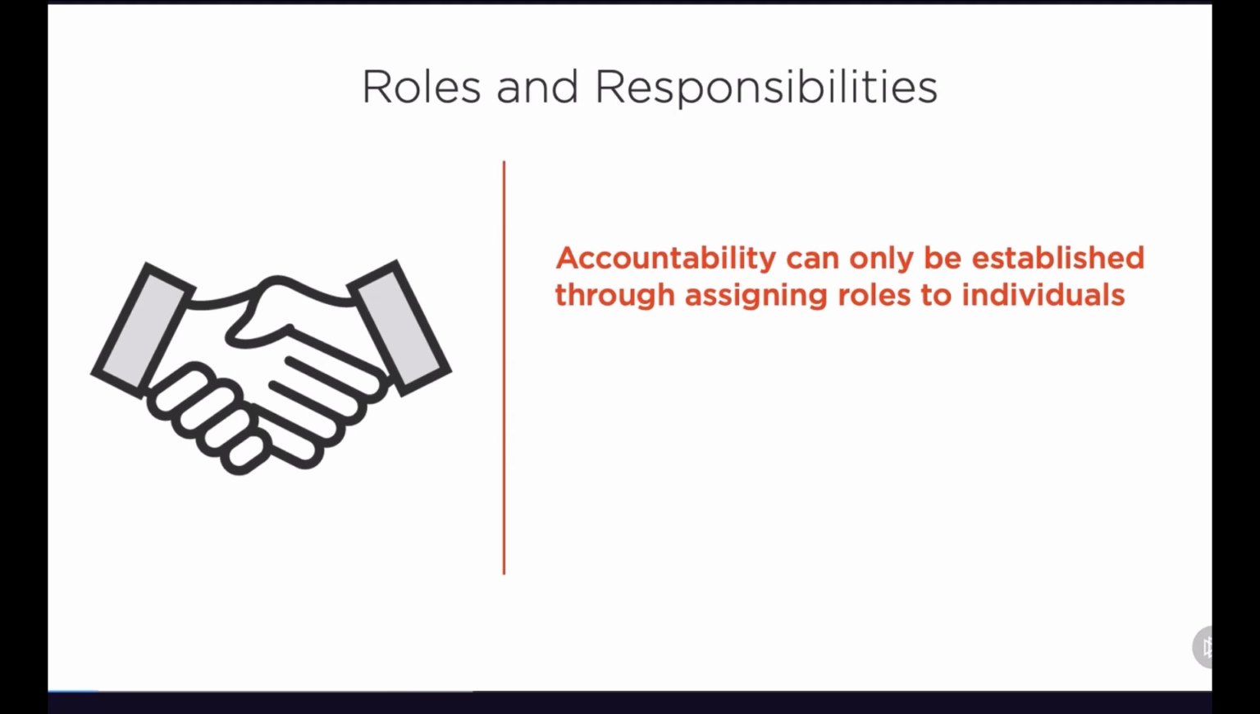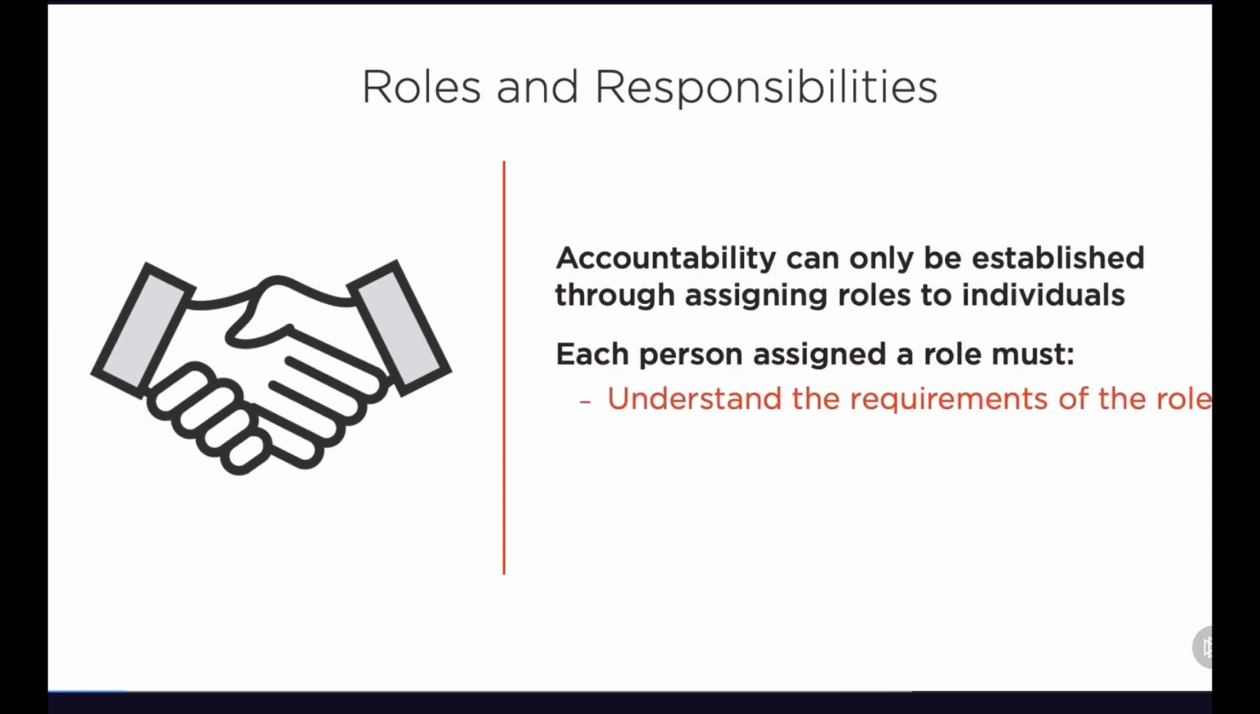It means a person is responsible to do certain tasks, and therefore they are accountable to make sure that they are done. We only have accountability when it's clearly defined whose job it is. Everyone assigned a role must understand the requirements, that is, what they are accountable or responsible for doing, and then they must execute their tasks in a responsible, thorough manner as well. This also means they have to have the skills to be able to execute their tasks.